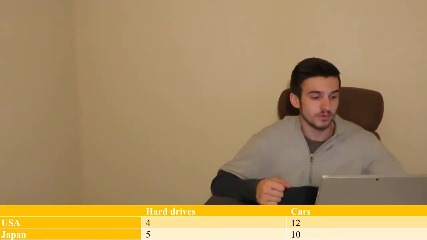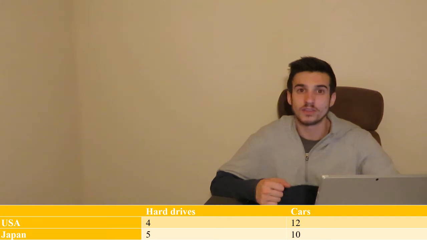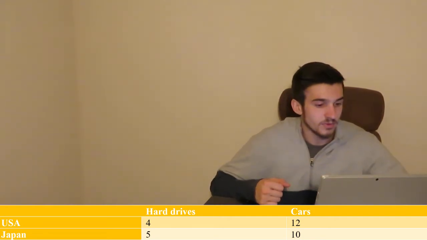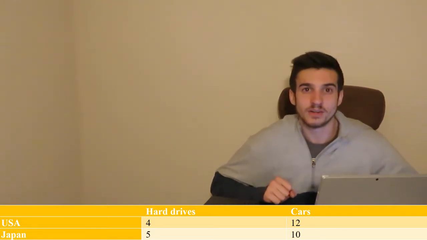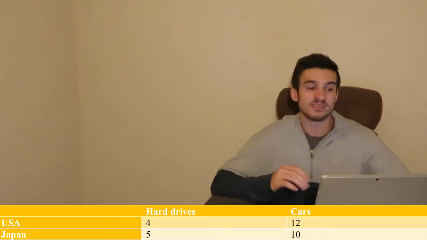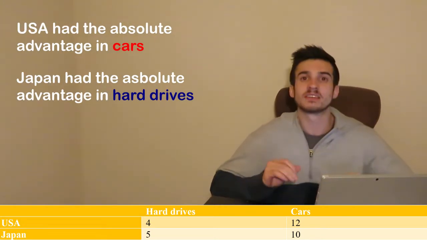So the USA can produce 4 computers or 12 cars at any given time. So we put those two numbers in the graph. And then Japan can produce 5 computers or 10 cars at any given time. So they go into the graph. So we already determined who had the absolute advantage in each good. Now it's time to determine who has the comparative advantage in each good. And this is going to be a little more tricky.